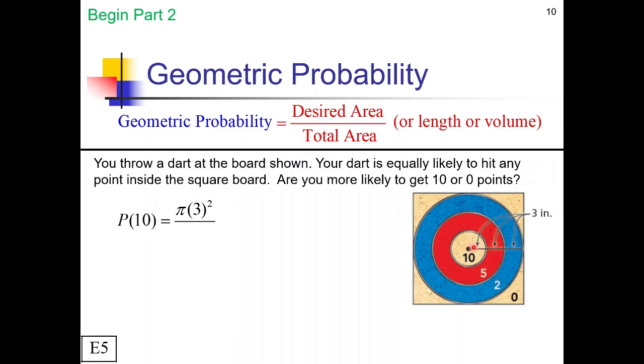So that means the total side of the square is going to be 18 inches. So we need to do 18 squared for that. And then we'll just crunch this on the calculator and see what decimal this comes out to. We don't need to express this as a fraction.